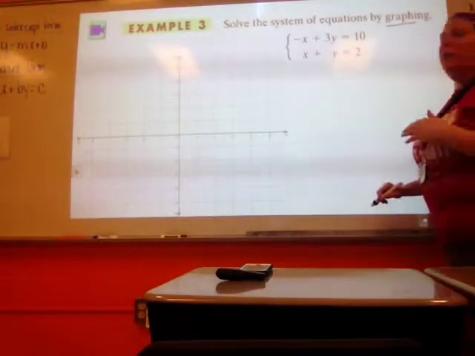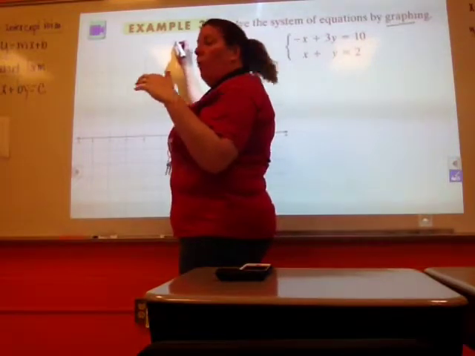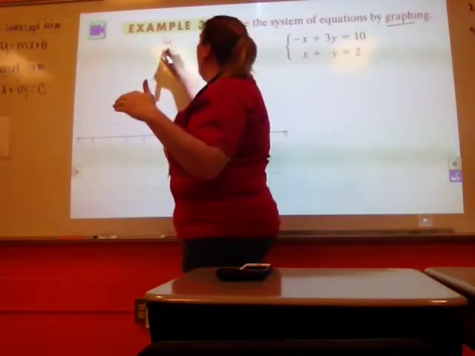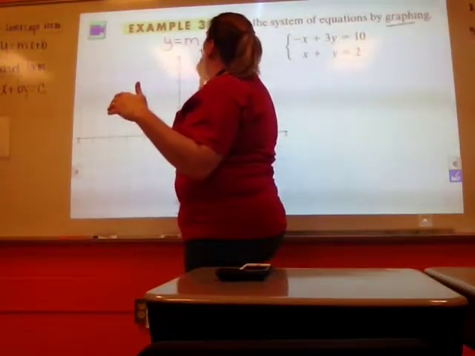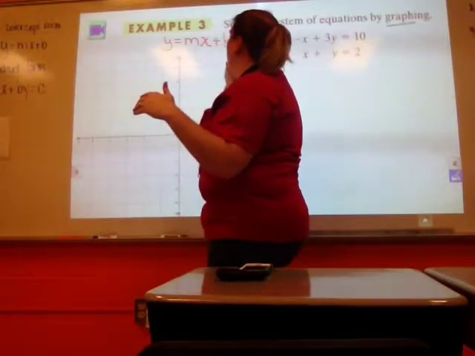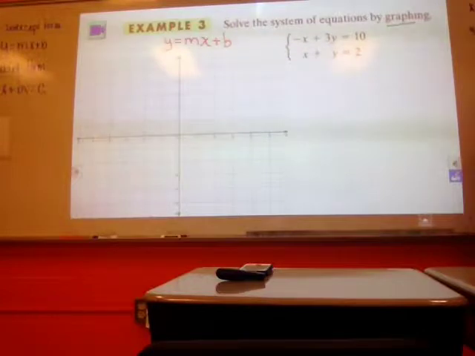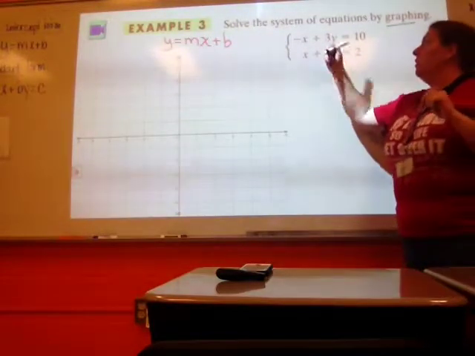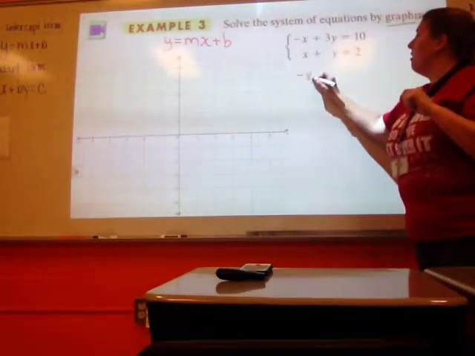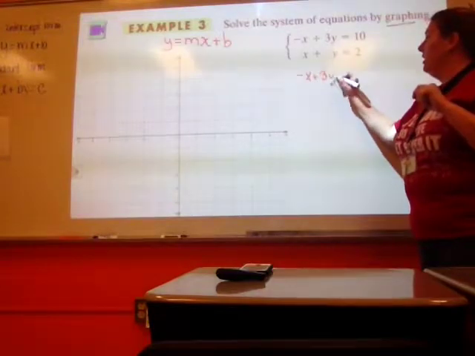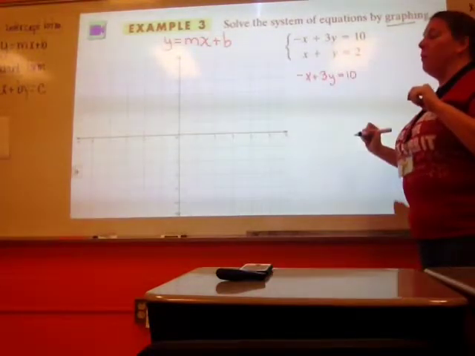Alright, so before I can do anything else, in order for me to graph, I have to have equations in the form y equals mx plus b. Do we all agree with that? That's the number one thing I have to do. So I'm going to take my first equation, negative x plus 3y is equal to 10, and I'm going to solve it for y.